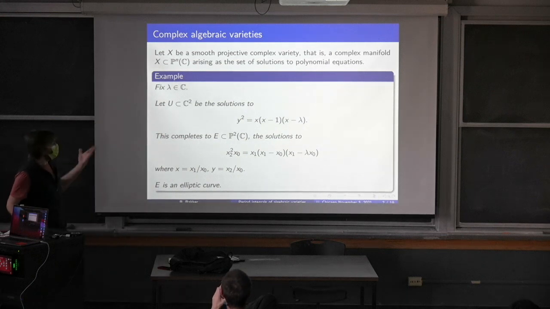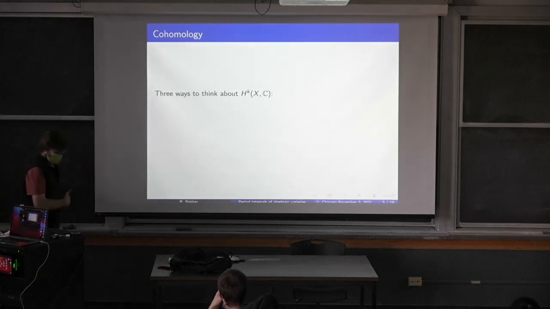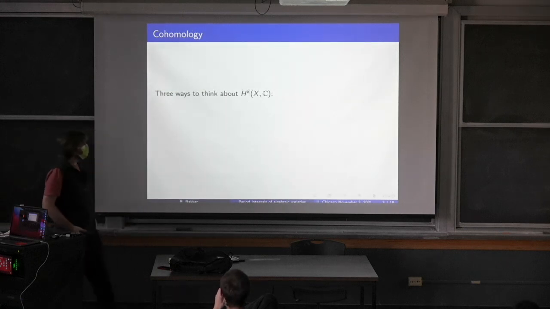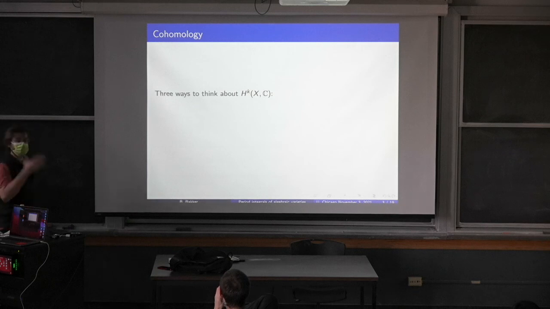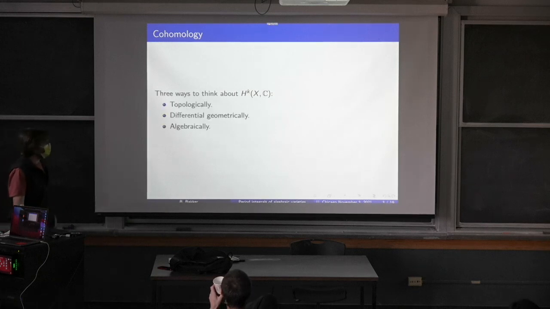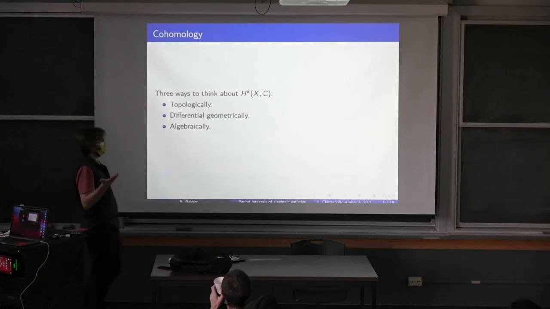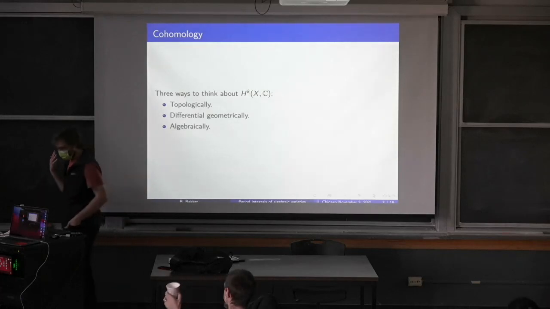So a fundamental invariant of any complex manifold is its cohomology groups. And within algebraic geometry, there are at least 3 ways to think of these cohomology groups. We can think of them topologically, we can think of them differential geometrically, we can think of them algebraically.